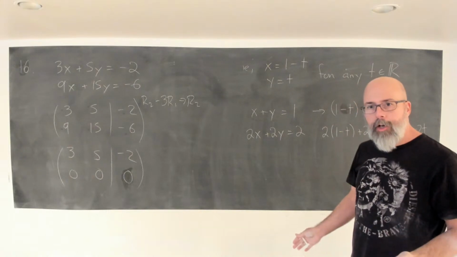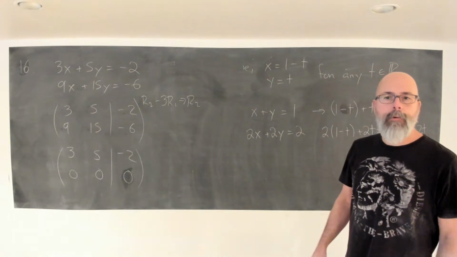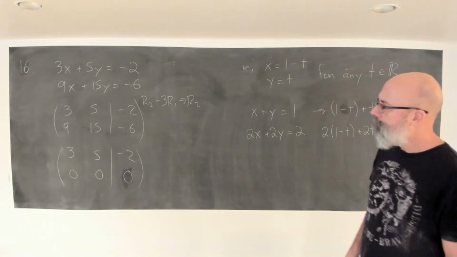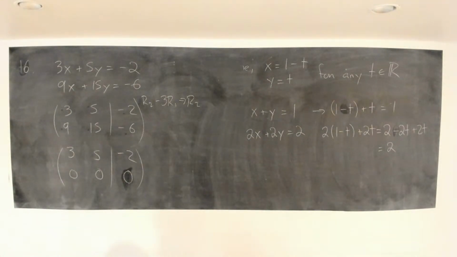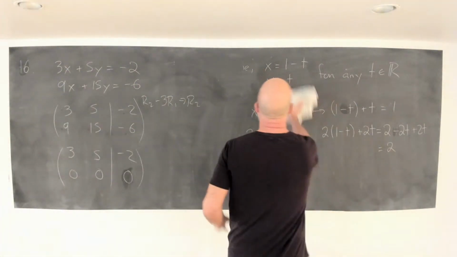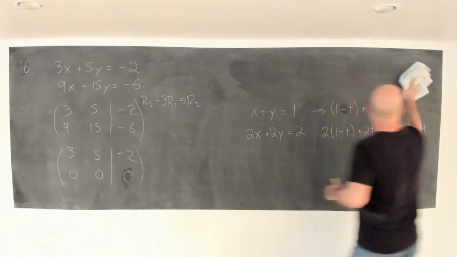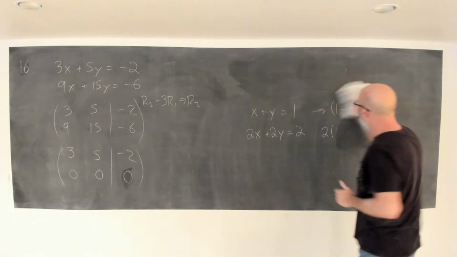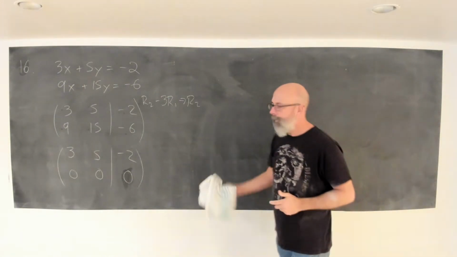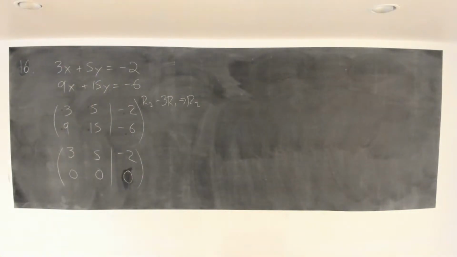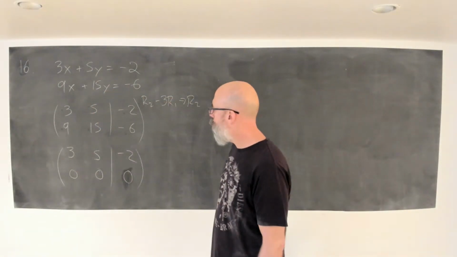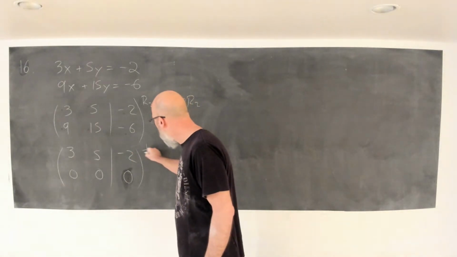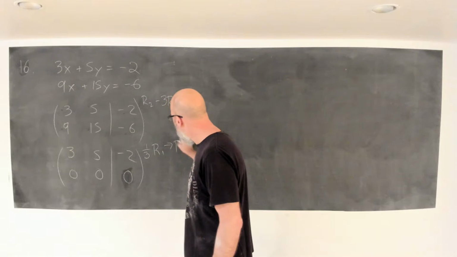Here's my question to you. Are we done? Is this in reduced row echelon form? Is this the simplest form the matrix can have? Or must we continue? The answer is no. What's left? What need we do? There's no leading one. So first non-zero entry in each row should be 1. So let's change this into 1. 1/3 row 1 for row 1.